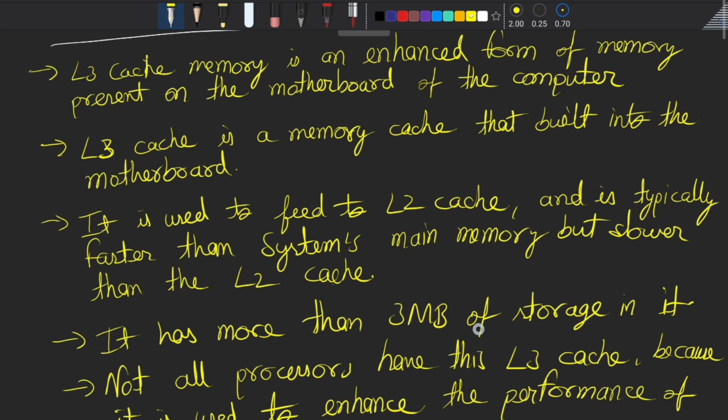It has more than 3 MB of storage, so it has more storage than the L2 cache because, of course, it is slower, so it will have more storage. And not all processors have this L3 cache. Many modern processors are coming with L3 cache because it is used to enhance the performance of L1 and L2 cache by coming between the main memory and the L2 cache.